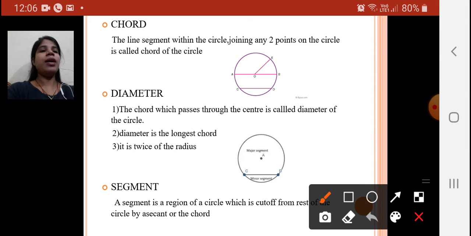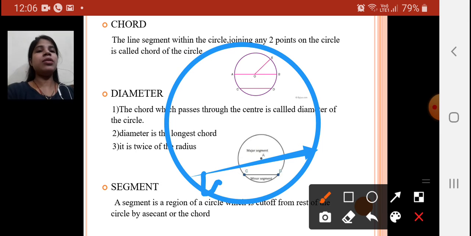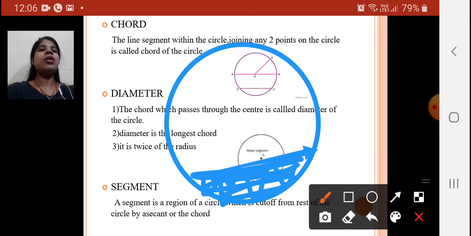सपोज वी आर हैविंग अ सर्कल, and here in this circle this is the chord, है ना, this is the chord and this portion is the segment of the circle. So basically a segment is a region of a circle which is cut off from the rest of the circle. Fine. So, this is a chord.